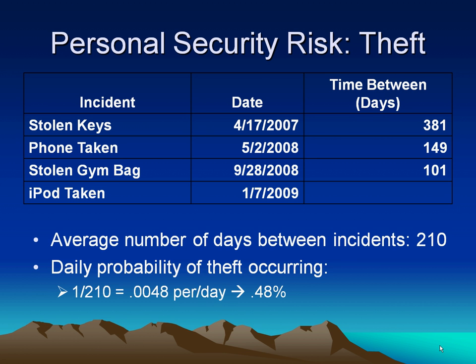The average number of days between incidents for theft is 210 days, which is found by taking the sum of 381, 149, and 101 and dividing that total by 3. Finally, we can find the daily probability by dividing 1 by the average number of days between incidents. Therefore, there is a 0.48% daily chance of a theft occurring.